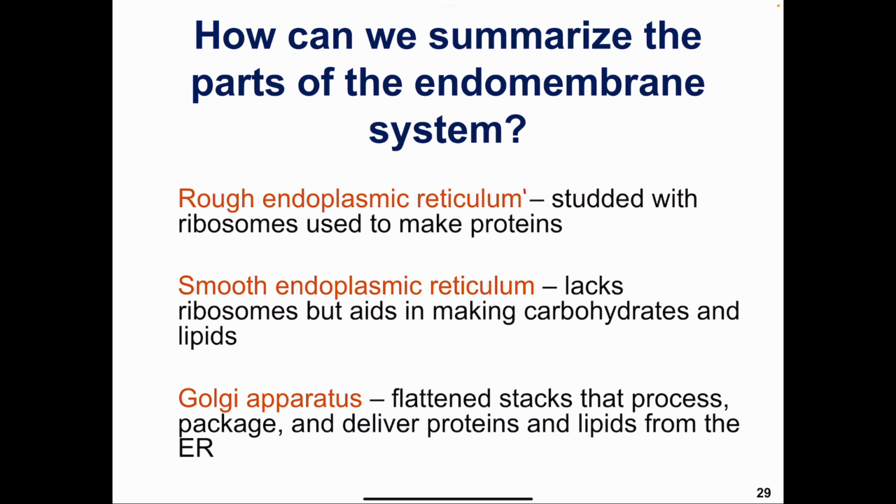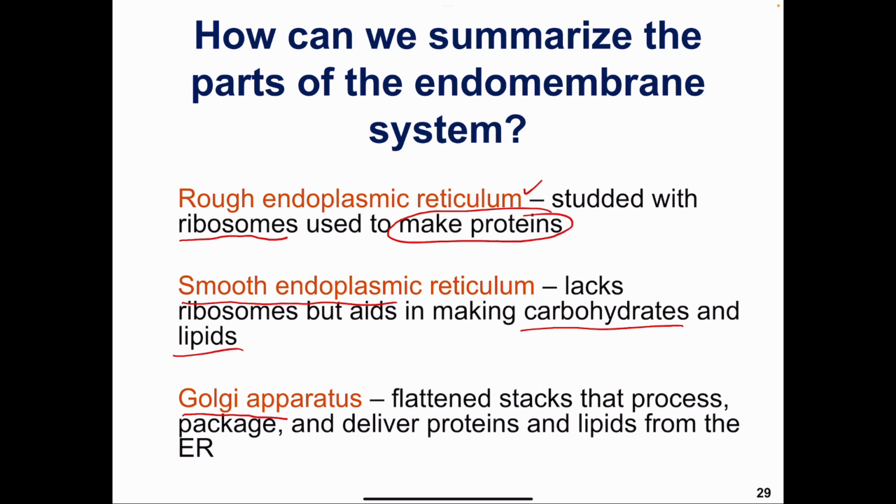So the rough endoplasmic reticulum, I already told you that it had ribosomes attached to them. Because of those ribosomes, the rough endoplasmic reticulum is going to be involved in processing proteins. The smooth endoplasmic reticulum, that one is going to lack ribosomes, is going to be involved in making carbohydrates, lipids, and depending on the cell, is going to be involved in storage of calcium, for instance, or detoxification.